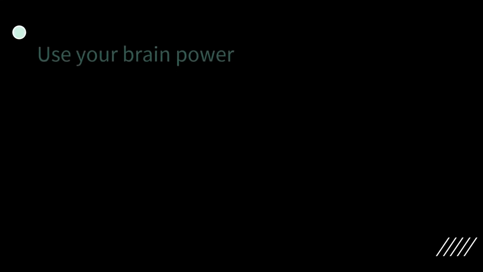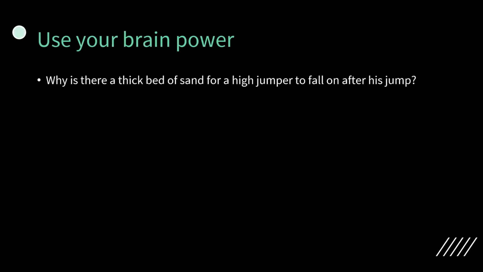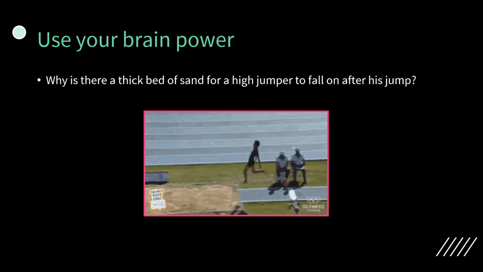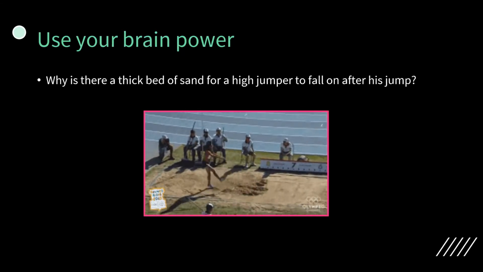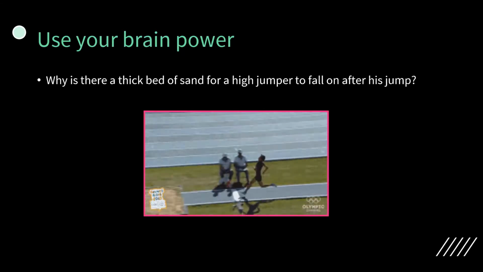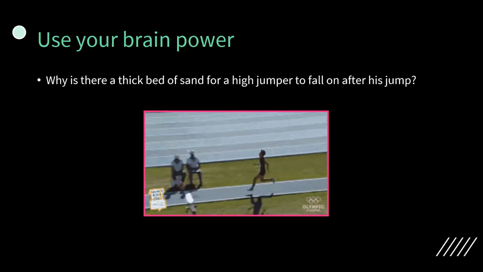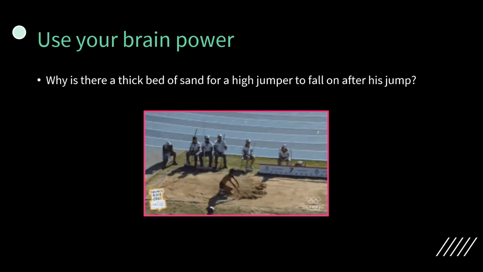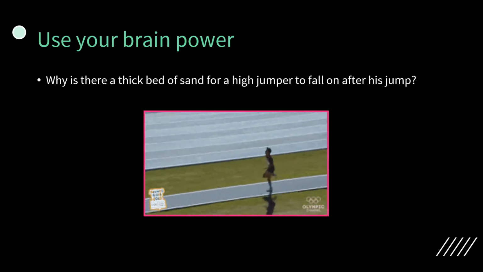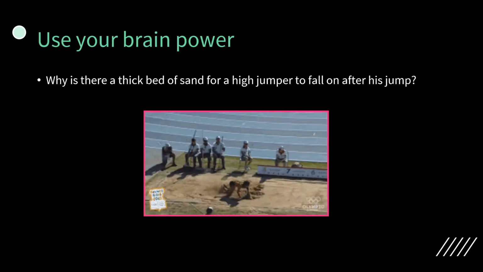Thus, if the same force is applied on different objects, the change in their momentum will be same. Children, use your brain power. Why is there a thick bed of sand for a high jumper to fall on after his jump? This we have seen in long jumps also. Why is it so? So that the bed will absorb the shock of their falling, isn't it?